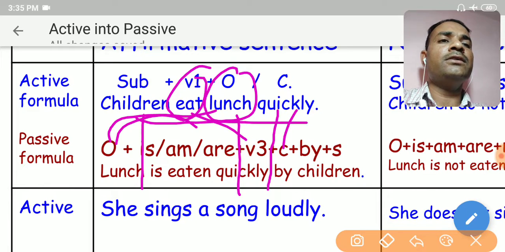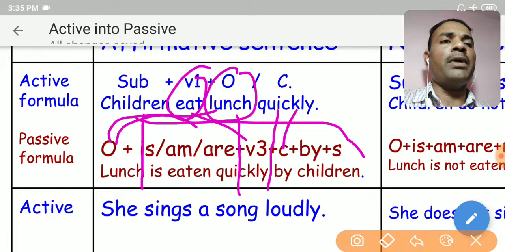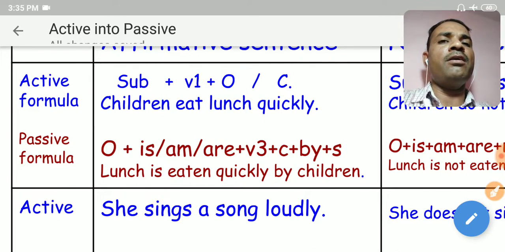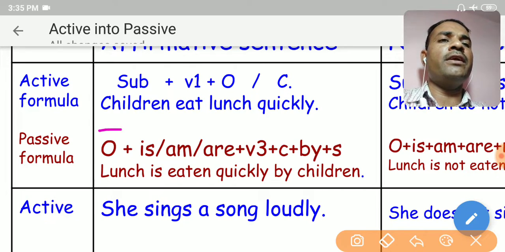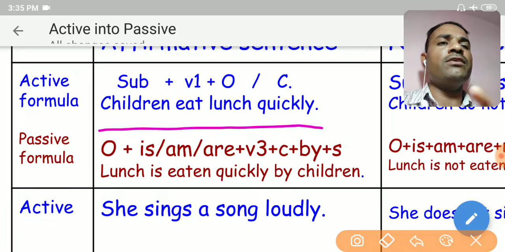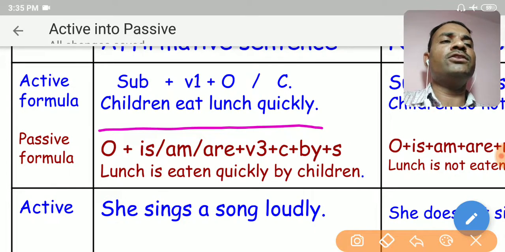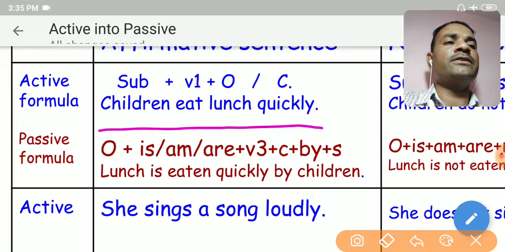And then the subject should be sent to the object position in passive voice. At the same time, if you want to keep the subject, we must use by, my dear friends. So this is the formula of passive sentence. So what is the answer here? The children eat lunch quickly. The passive voice of this sentence is: lunch is eaten quickly by children, my dear friends.